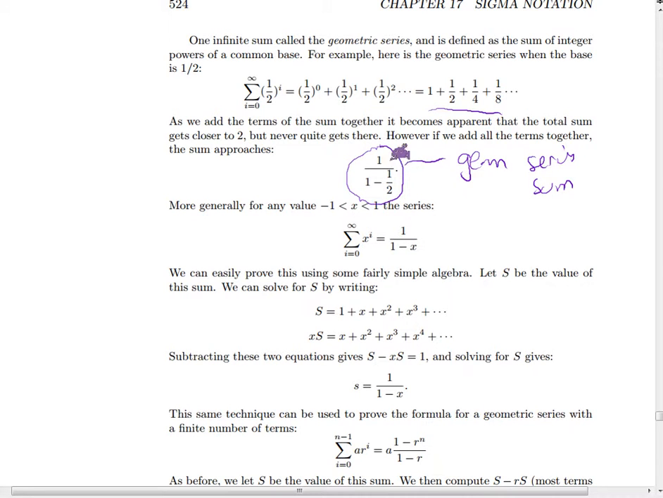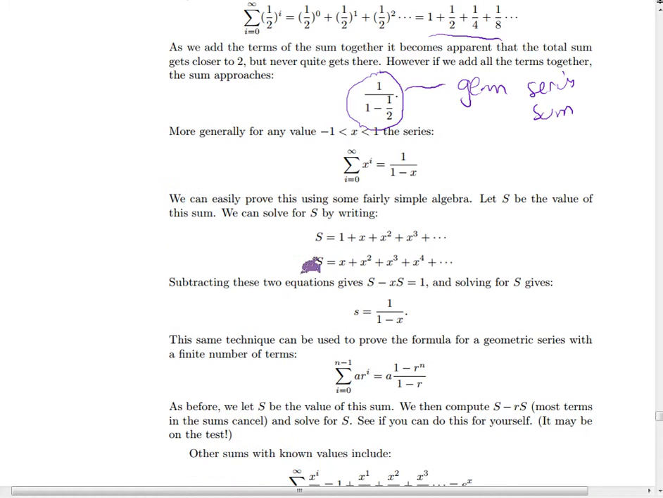Now, in general, instead of using 1/2, I could use x, and the general formula for the sum of this infinite series is 1 over 1 minus x. The proof is right down here. If you let S be the sum and take x times S, and then you subtract these two equations, all the terms over here cancel except 1. We get the total for the sum.